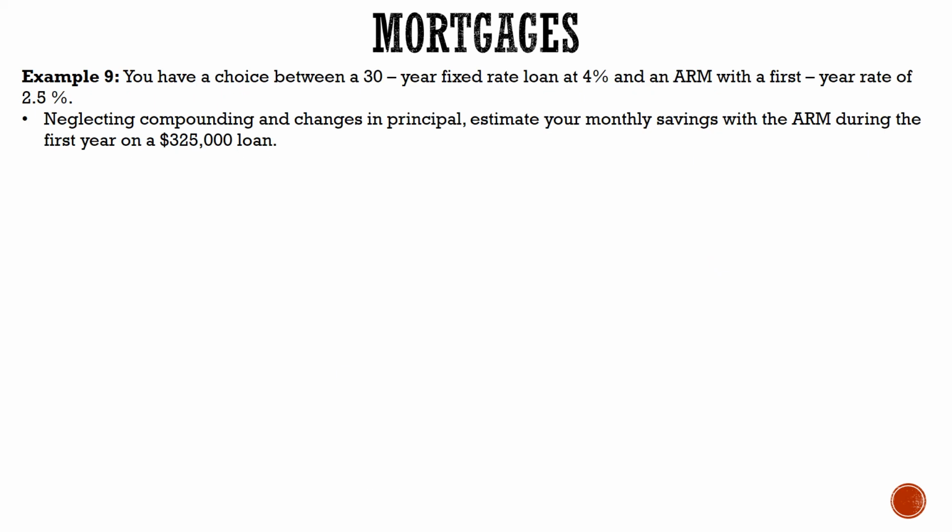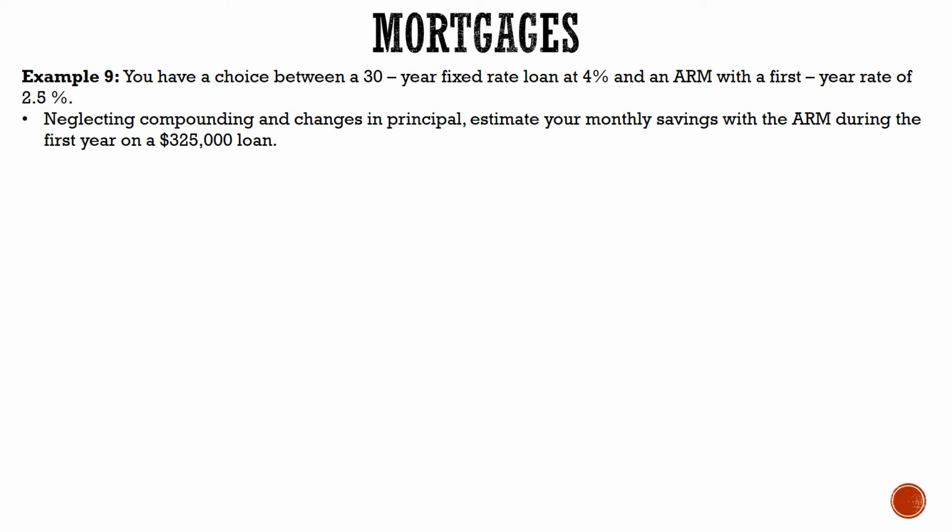Let's take one last look at an example here. Example 9. You have the choice between a 30-year fixed rate loan at 4% and an ARM or adjustable rate mortgage with a first-year rate of 2.5%. Neglecting compounding and changes in principal, estimate your monthly savings with the adjustable rate mortgage during the first year on a $325,000 loan.